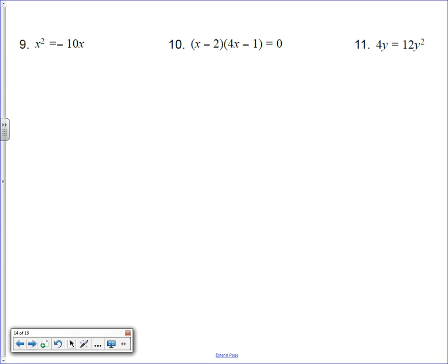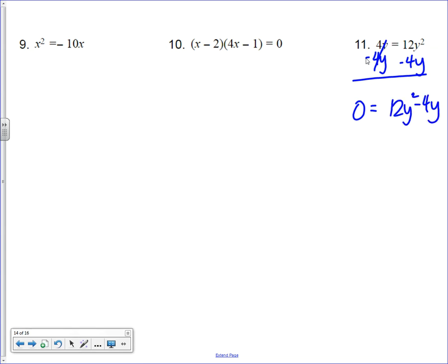I want to do 11. How do I get it equal to 0? We can go this way, right? How are you going to rewrite that then, Savannah? Do those go together? Y squared and y, can I put those two things together? No. So I'm going to have 12y squared minus 4y.